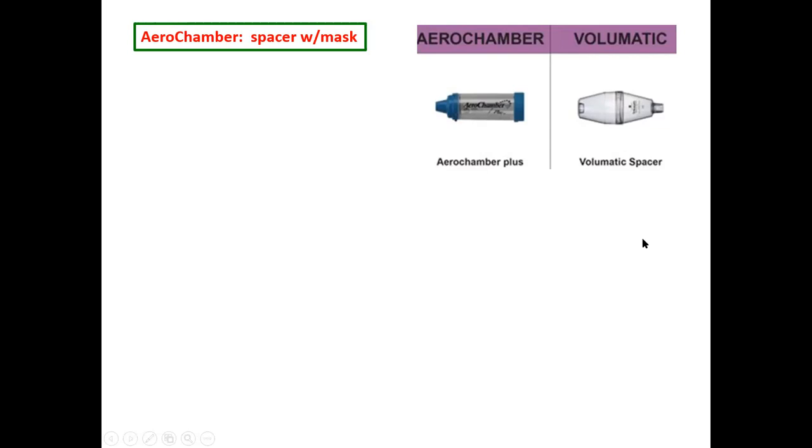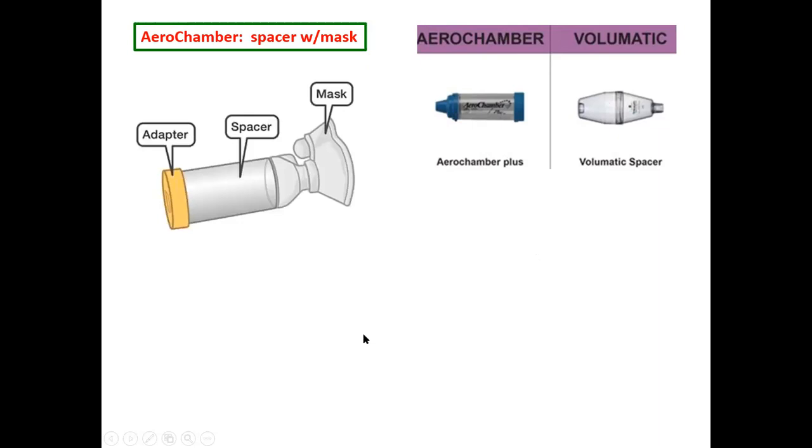The Volumatic spacer, the only difference is you're still pressing the meter, the medicine's coming in here, but you can squeeze it with your hand, and that also helps to force the medication along.